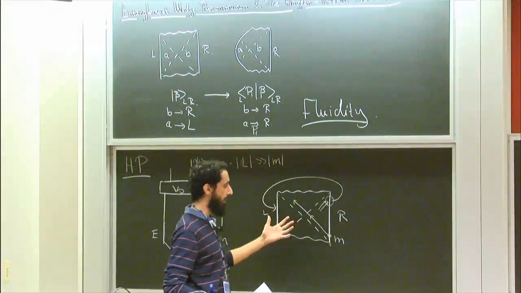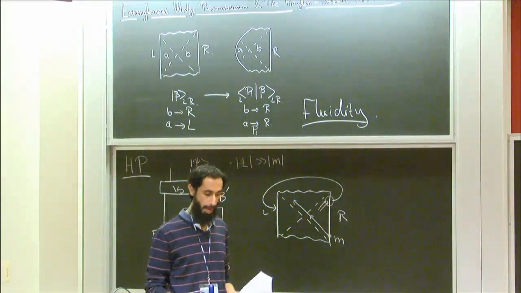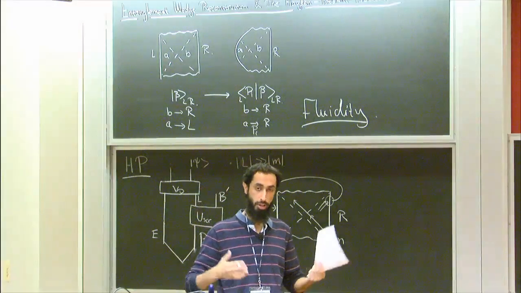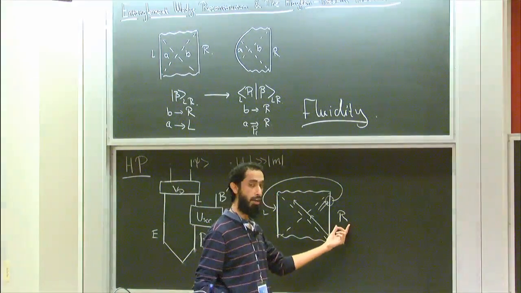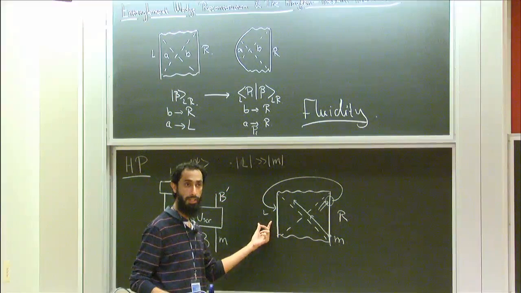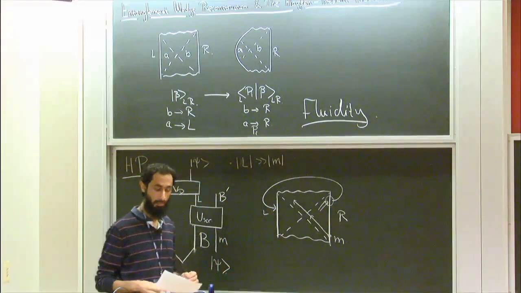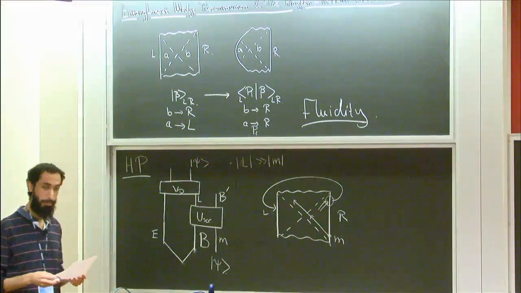You should think of this as an analogy for a black hole that's evaporating into the early radiation. R is like the black hole, and L is like the early radiation. Okay? Any questions about the setup?